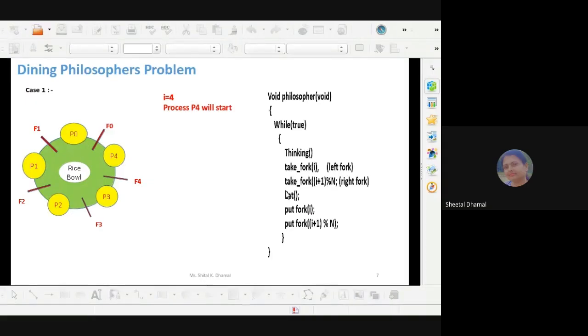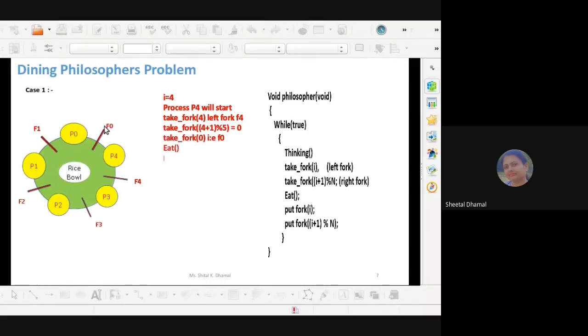So tell me, what is the answer of this? You want to pick up the right hand side fork. For this, 4 plus 1 modulus 5 is 5 modulus 5, so its remainder is 0. It means that 0 is representing the index value of the fork. So he will pick up the fork present on the right hand side, that is F0.